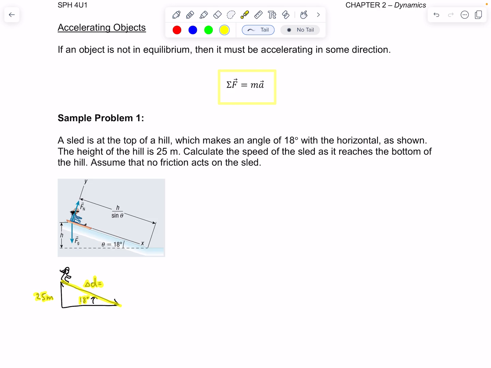Opposite over hypotenuse is the trigonometric ratio sine. So we can write sine theta equals opposite over hypotenuse. So delta D is equal to 25 meters over the sine of 18 degrees. Actually, I'm going to leave this. I'm not going to calculate it. I'll leave delta D as 25 over sine 18 degrees. Okay?